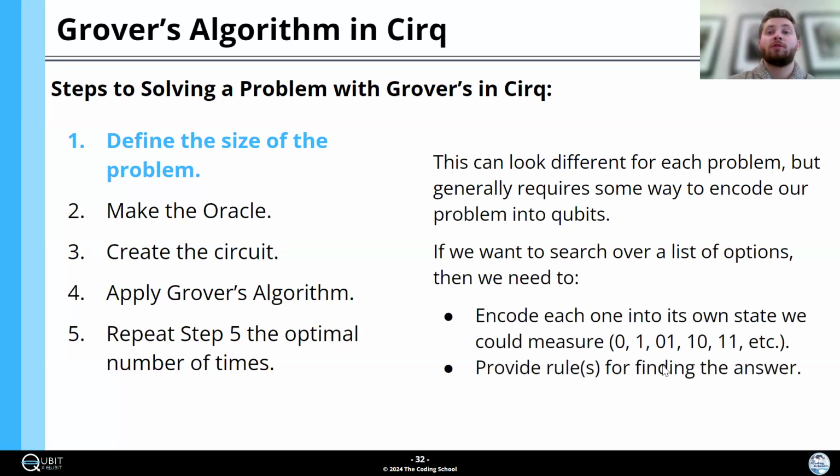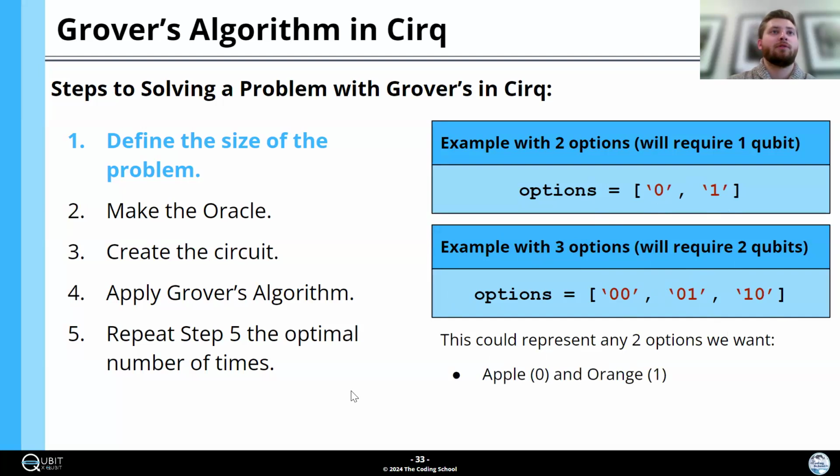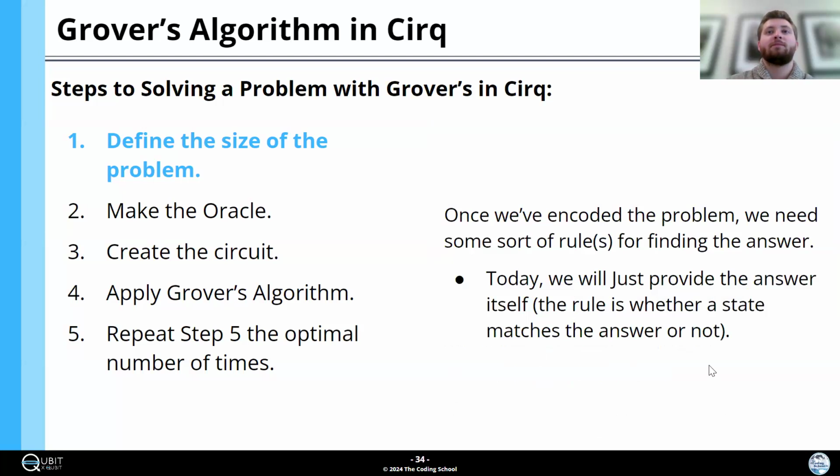We need to provide rules for finding the answer. And so what will that look like? So here is an example with 2 options. This only requires 1 qubit. So the options could be 0 or 1. An example with 3 options will require 2 qubits. So it'd be 0 0, 0 1, 1 0. So this could represent any 2 options we want. The first example here: if we're searching for apple and orange, we could say apple is 0, orange is 1. Cat and dog, 0 and 1. Bit in 0 state and bit in 1 state, generally.